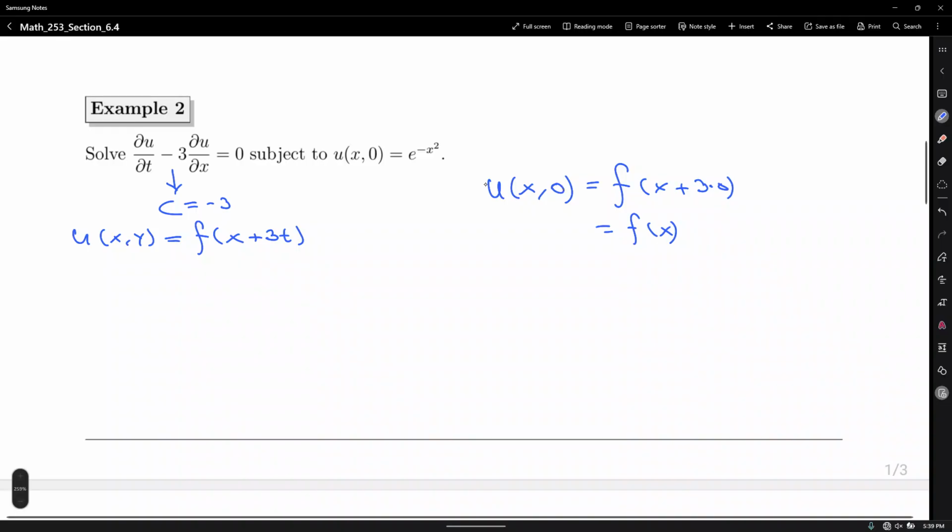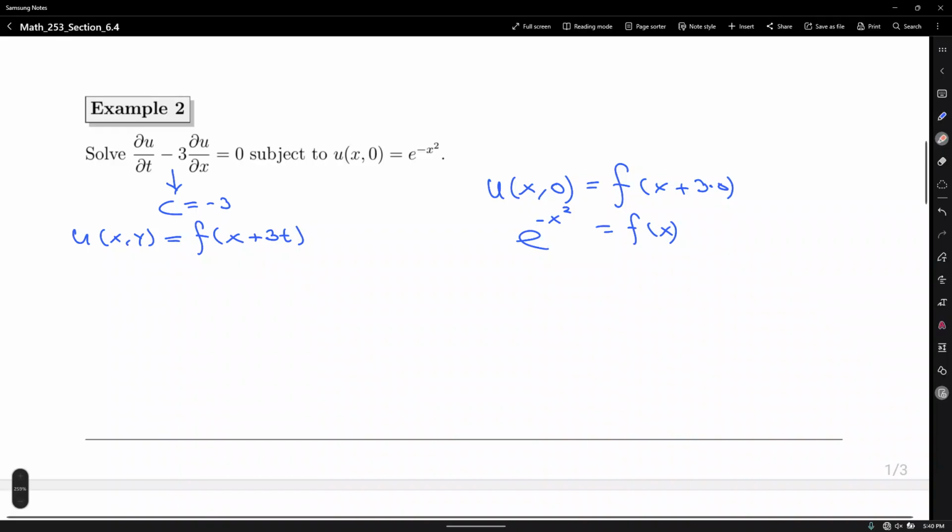But what is u of x, 0? Isn't that e to the negative x squared? Do we need to divide again by another number like we did in the previous section? Not in this case. That's a good thing about the transport equation. You don't have to do a lot of the work.